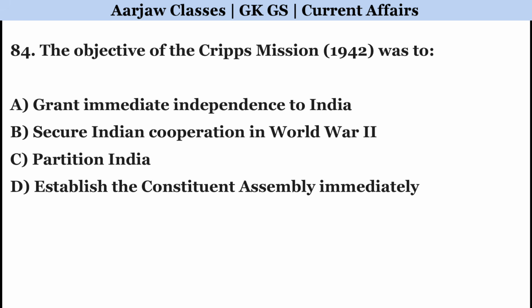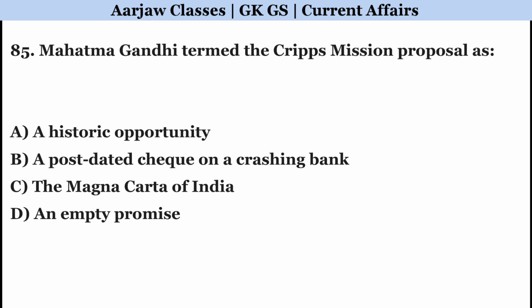The objective of the Cripps Mission was to. Correct option is B. Secure Indian cooperation in World War II. Mahatma Gandhi termed the Cripps Mission proposal as. Correct option is B. A post-dated cheque on a crashing bank.